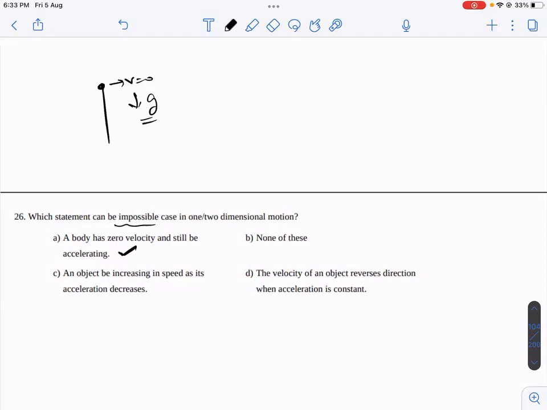Sir, I think D, sir. Velocity of the object reverses direction when acceleration is constant. That is also possible, right? Because when you project a body upwards, the object's velocity is in this direction. When it is coming down, the object's velocity is in the opposite direction. But what is the acceleration here? Acceleration increases, right, sir? While coming down. No, acceleration is still g because the object is traveling under the influence of gravity. Oh, okay. So this is also right.